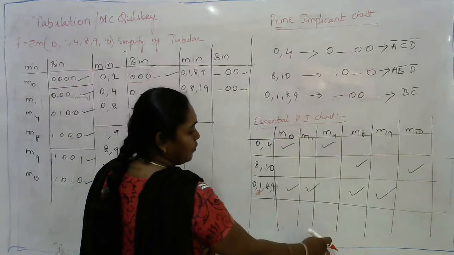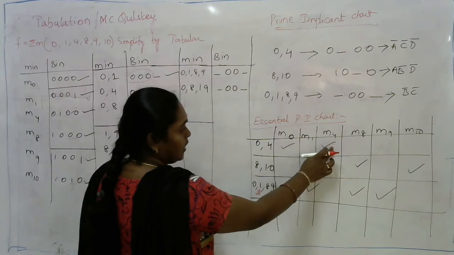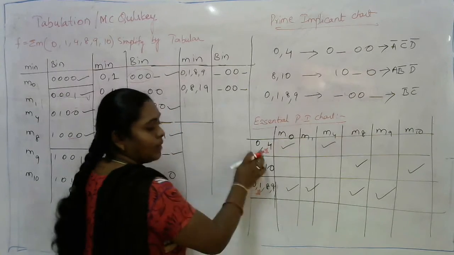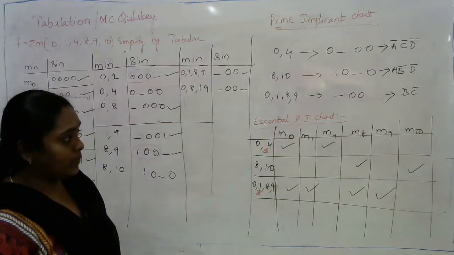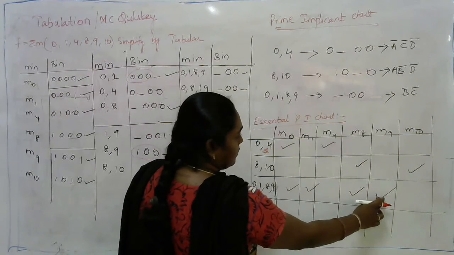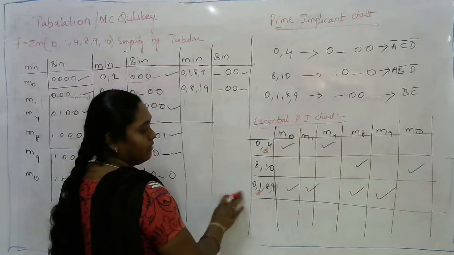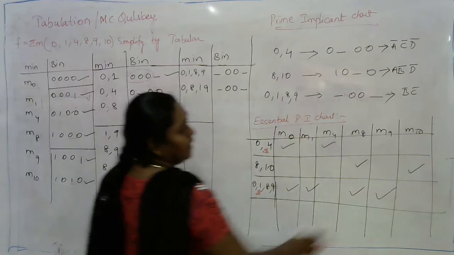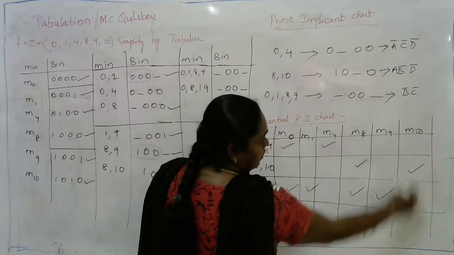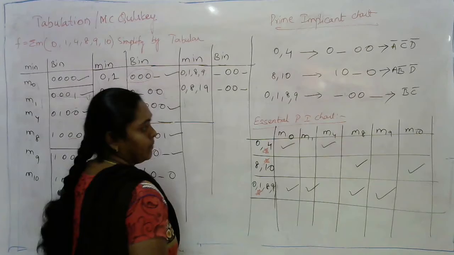Similarly, the fourth column is also having a single tick mark. The row corresponding to this column is 0, 4. So 0, 4 is also an essential prime implicant. Similarly, M9 is also having a tick mark. This M9 is related to 0, 1, 8, 9, which we have already taken as an essential prime implicant. Similarly, M10 is also having a single tick mark in that column. So 8, 10 is also an essential prime implicant.